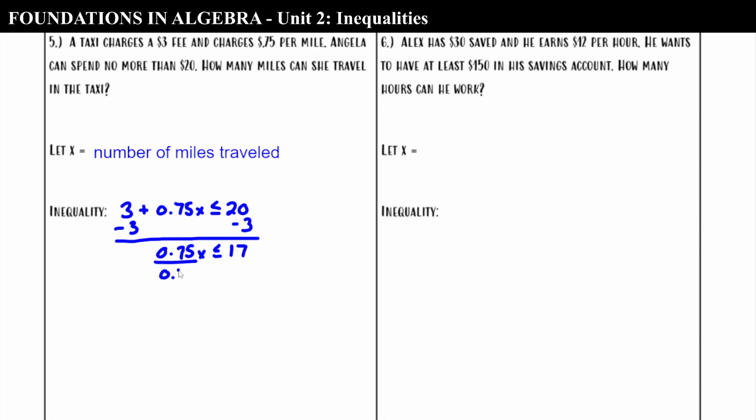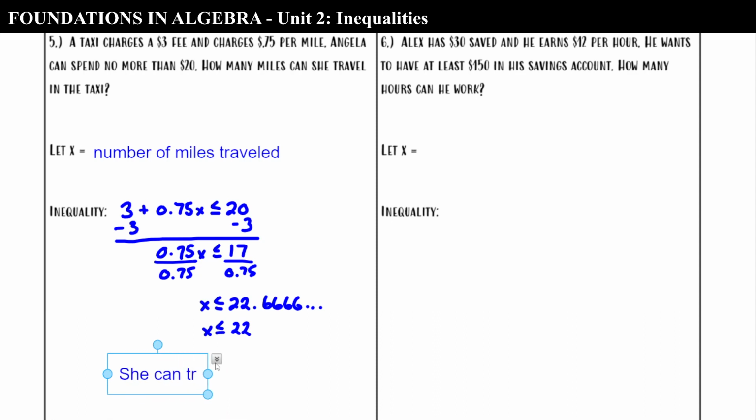And when we divide each side by 0.75, we're going to get x is less than or equal to 22.666666666. Okay, that goes on forever. Well, we're assuming she cannot ride a fraction of a mile for a fraction of the price. So we're going to have to cap her at 22 miles. So the solution is going to be she can travel no more than 22 miles.